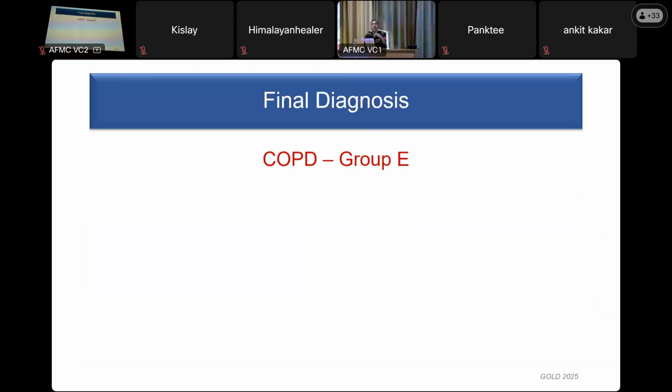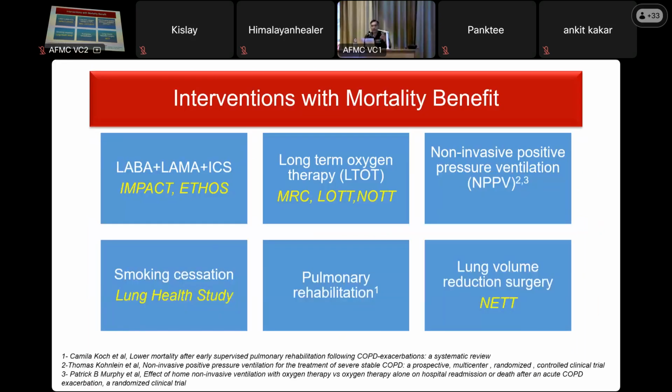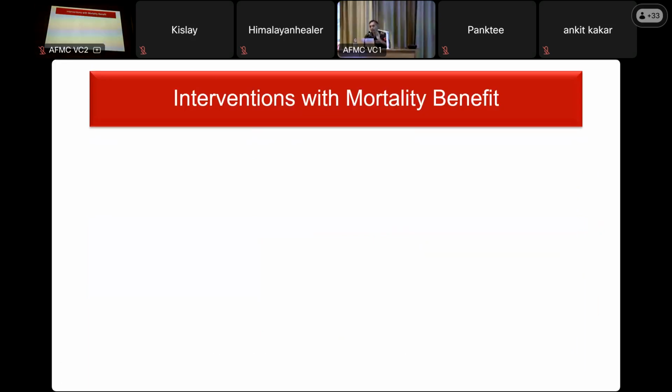So the patient's back. So what are the interventions which have shown mortality benefit in COPD? Major Neetu.